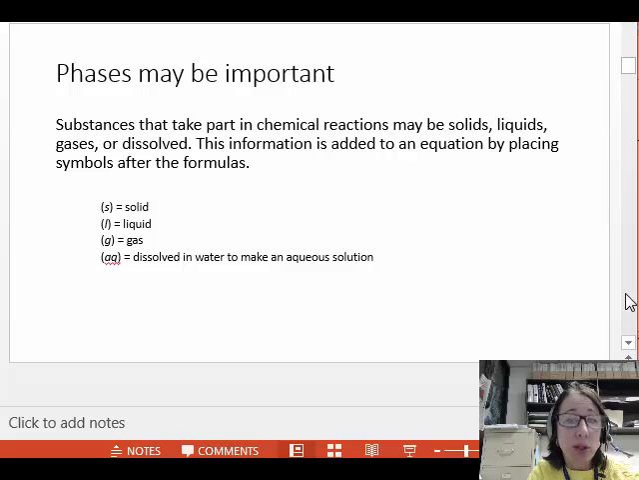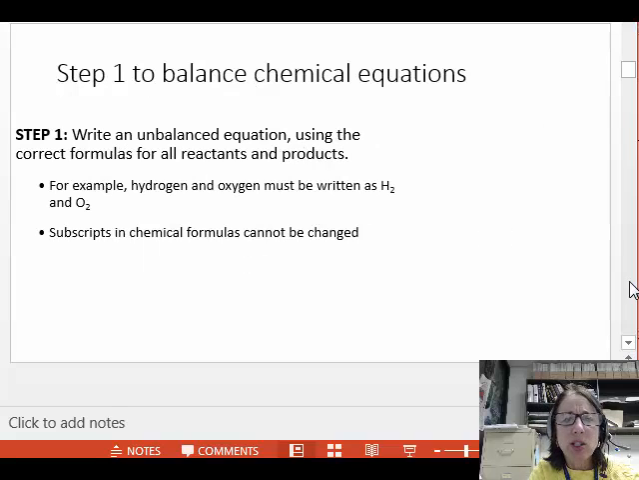Phases may be important under some circumstances. The phases are written after the chemical formula in parentheses: S for solid, L for liquid, G for gas, and AQ for aqueous, or dissolved in water. Let's look at the steps for balancing chemical equations.